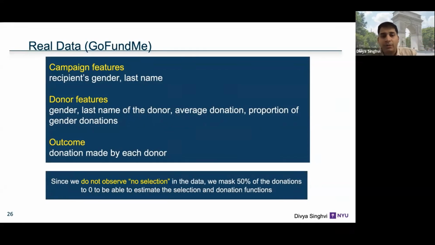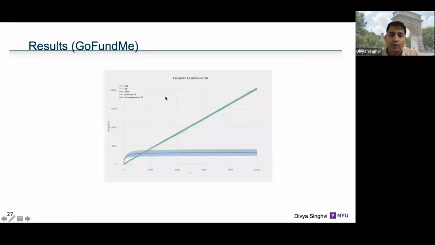So in order to ensure that we can model this selection and then donation problem, we mask 50% of the donations to be able to estimate the selection and donation functions. And in the paper, we also change this 50% masking to 75% and 25% masking. The main results continue to hold. What we see is that again, SSB continues to outperform state-of-the-art learning algorithms. They continue to incur linear regret while SSB is able to learn these problem parameters.